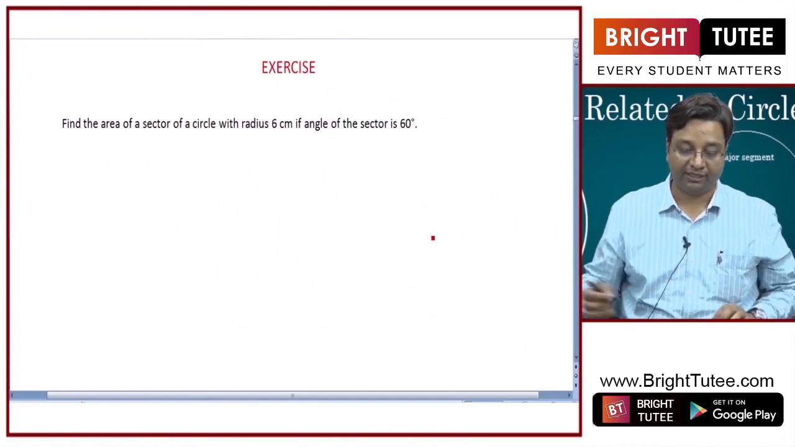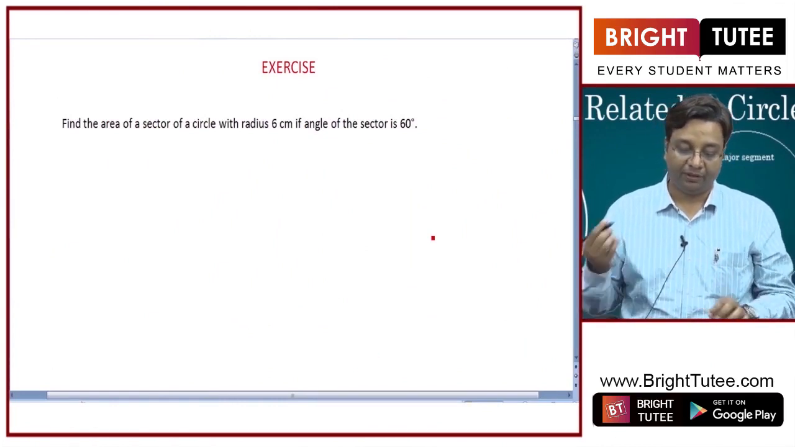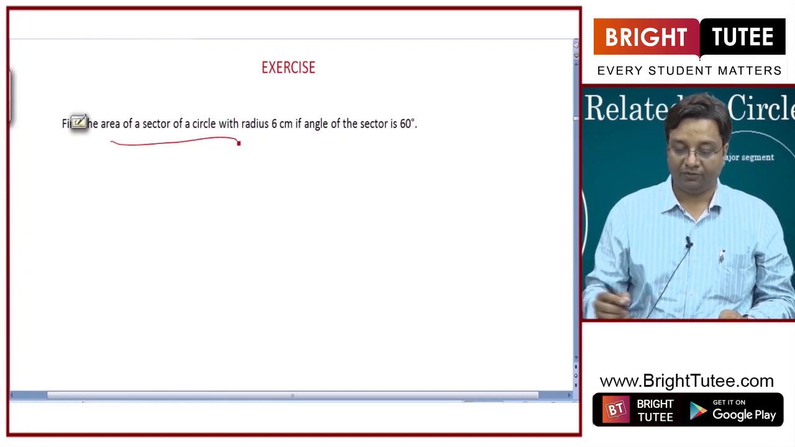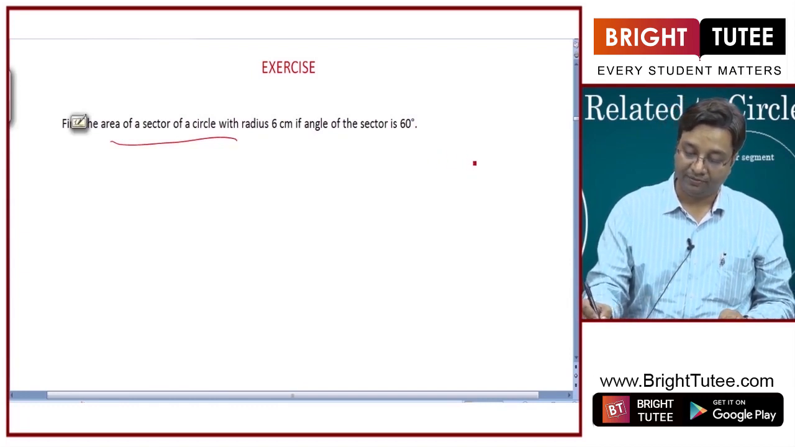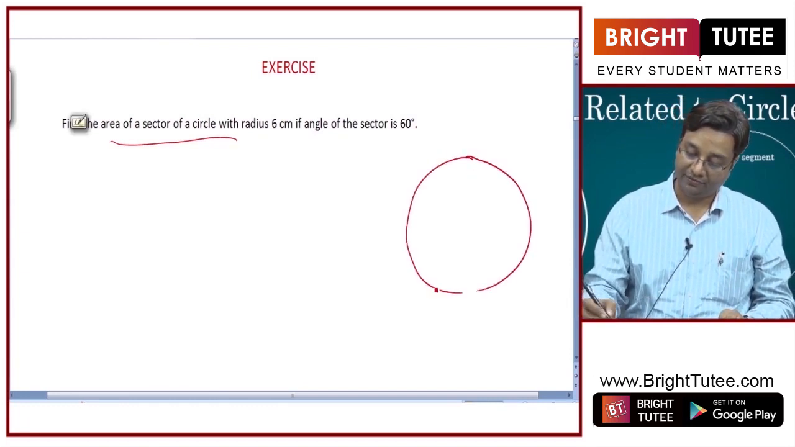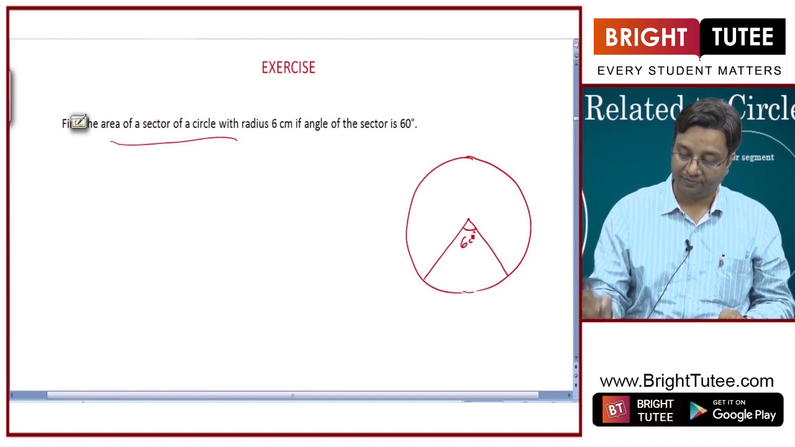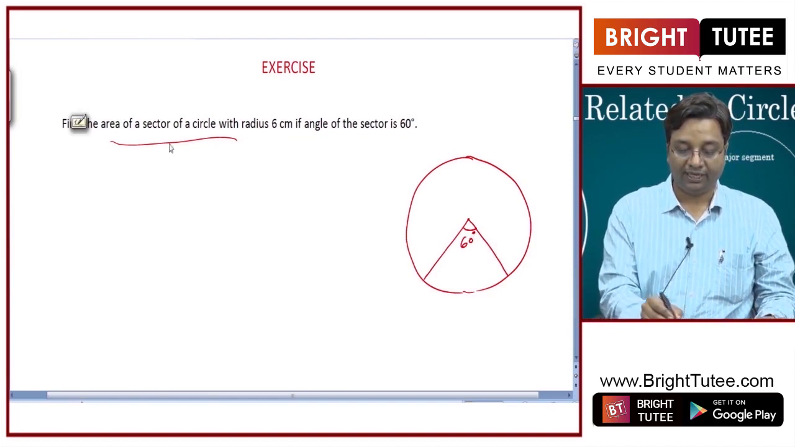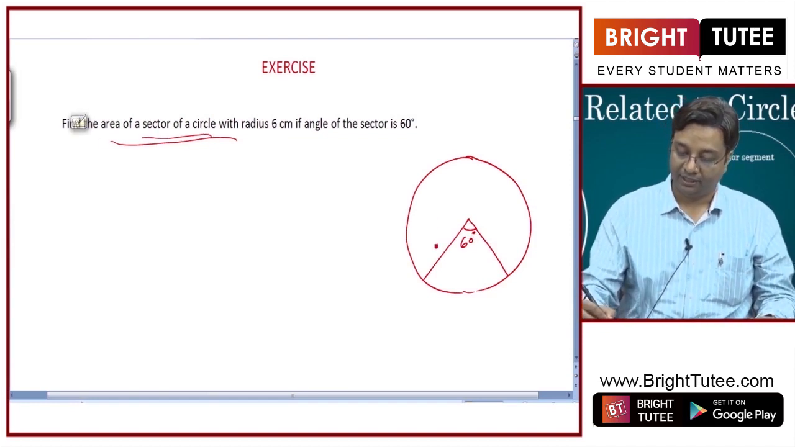Now let's do this exercise. This question is pretty simple for you. We need to find the area of a circle with radius 6 centimeter if the angle of the sector is 60 degrees. Now this angle is 60 degrees, right? And we need to find the area of the sector. Okay, radius is 6.